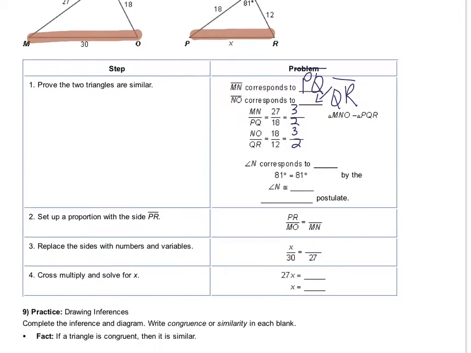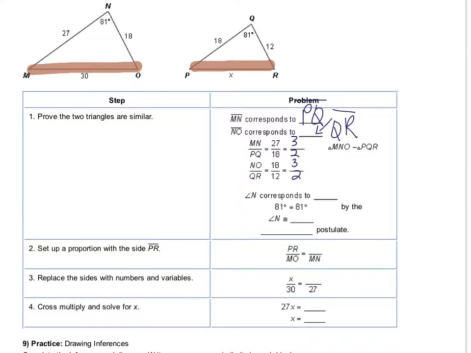Okay, so we're going to keep going. It says angle N corresponds to angle Q. You see this angle right here, 81 degrees, corresponds to that one, angle Q. And if they're both 81 degrees, then angle N is congruent to angle Q. All right. And we can say, because the two sides were proportional and they have an angle in between those, by side-angle-side, those two triangles are similar.